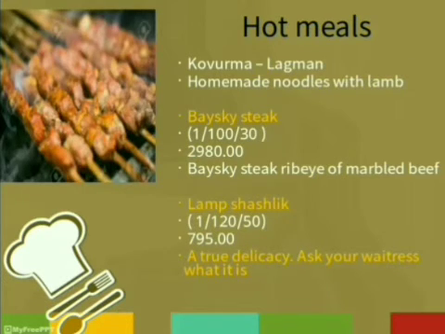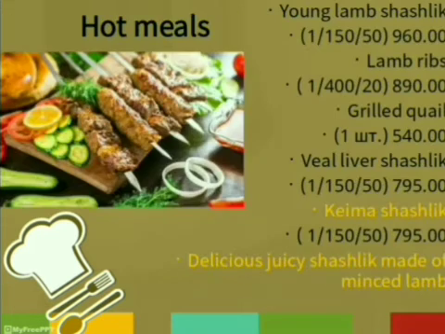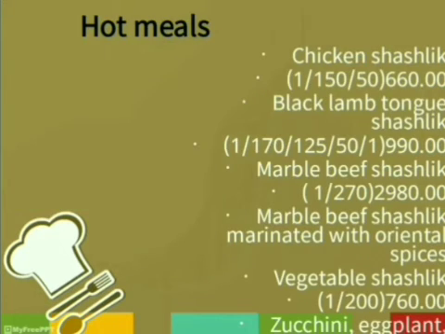When we speak about chashlik, ask your visitors what it is. When they say kaurma lagman, homemade noodles with lamb, you can meet different kinds of translation in menus. When we say kima shashlik, delicious juicy shashlik made of minced lamb, the foreign guest will understand what kind of food it is. So it means that when translating national food, you may transliterate, copying the name in the letters of the foreign language, and after it give a short definition of what this food consists of.